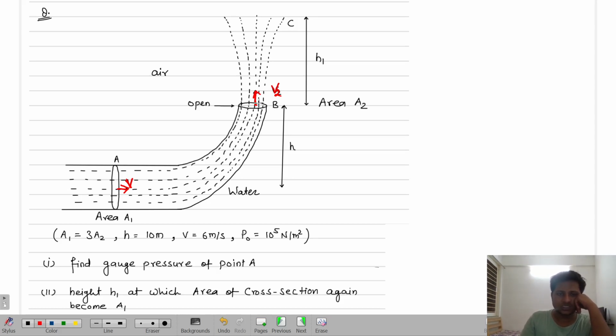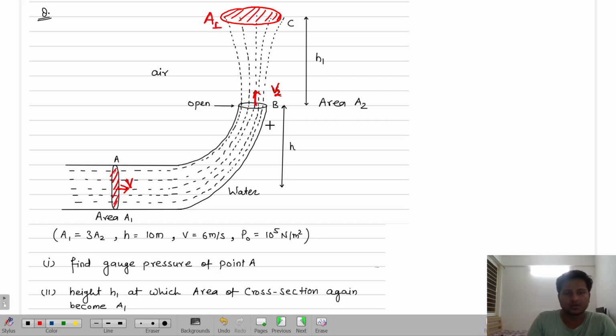The question is asking, when this liquid starts to come up, find the height where the area of cross-section of this liquid, this particular area, becomes exactly equal to the area A which we have defined earlier. Find the height where this area once again becomes equal to A, area A1. Are you able to get me or not? Is that clear?